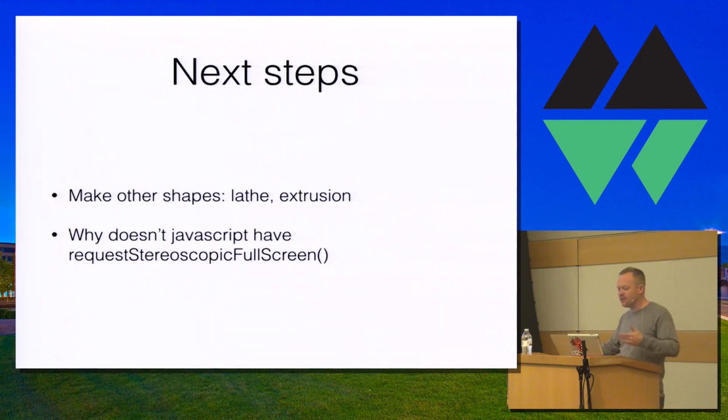And then finally, this whole thing makes me think, why doesn't JavaScript have a way to ask the system to give you stereoscopic full screen? So this would be a cool thing. And if it were in the browser, it could go down to the hardware layer and it could go over the HDMI bus and do the handshake with the display and say, I want 3D. Can you give me 3D? Yes, no, whatever. So maybe someday we'll get that as well.